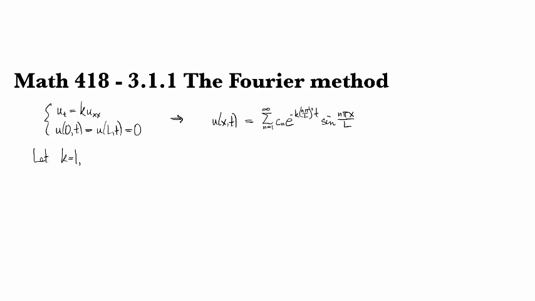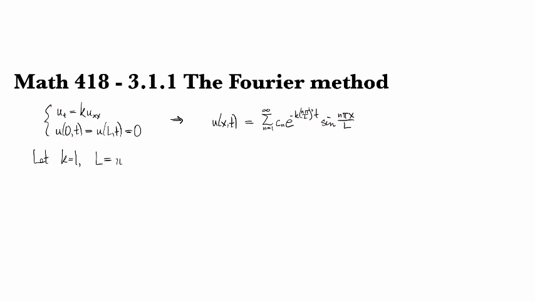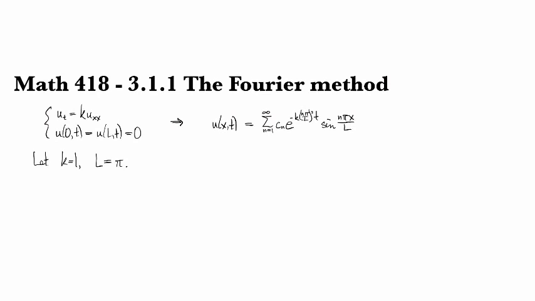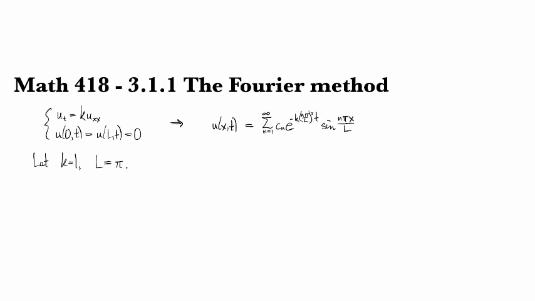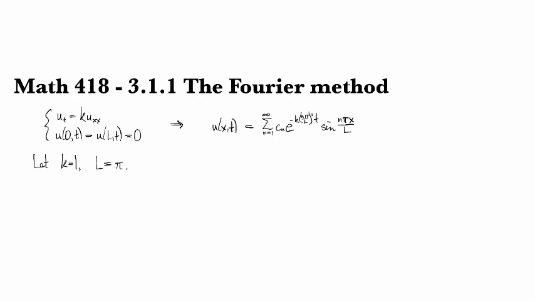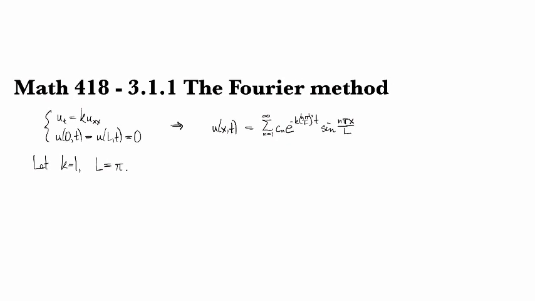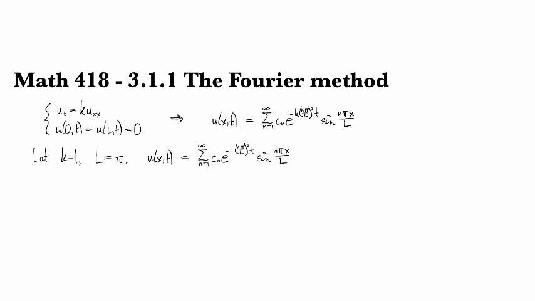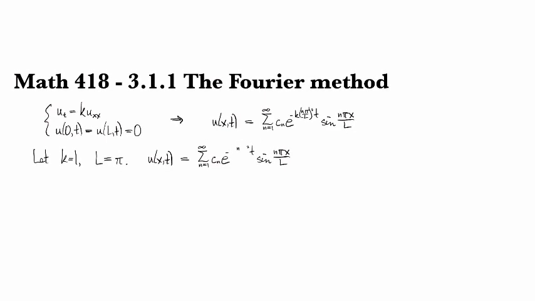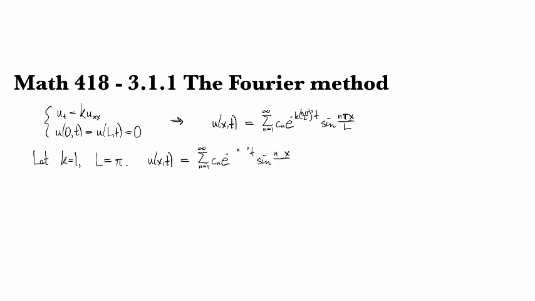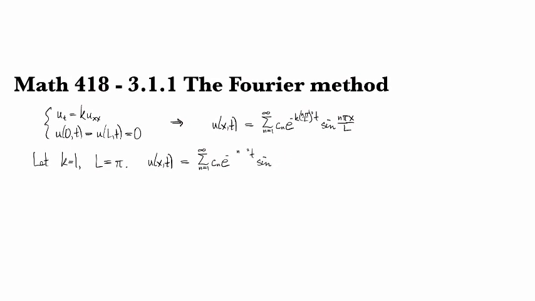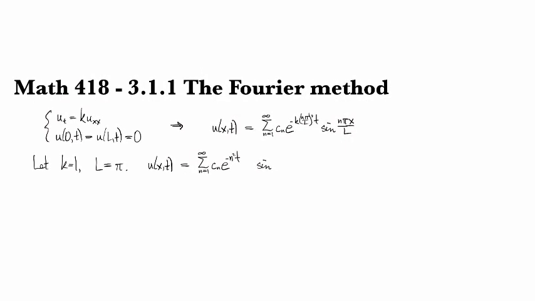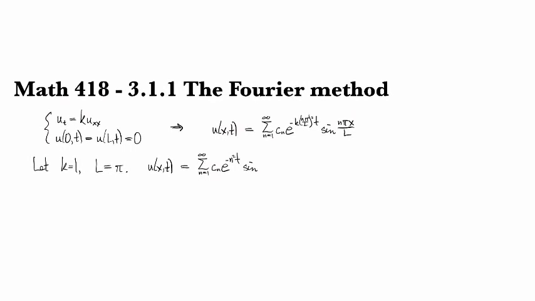So to make the notation a little easier on the eyes, let's consider k equal to 1 and L equal to π. And so this becomes a little simpler. The k drops out and the π's and the L's cancel. See, k is gone, these guys are gone, bing, bang, bong. And we end up with, well, that looks sort of silly, e to the minus n squared t, sine nx.